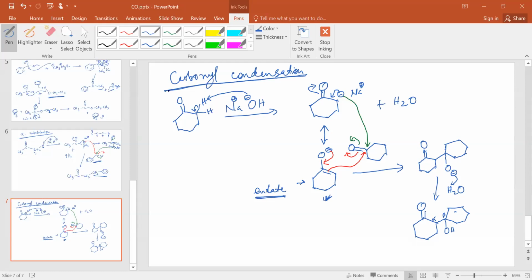That's why this is called condensation. Condensation means two similar molecules, this one here and this one here, two same molecules, condense together to make one product. So that's what is called condensation. These four reactions are very, very important.